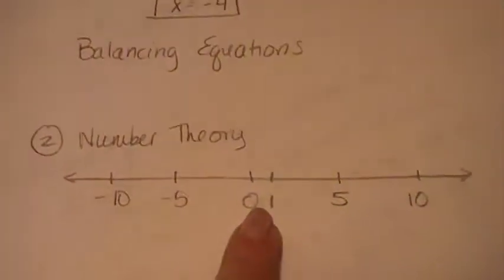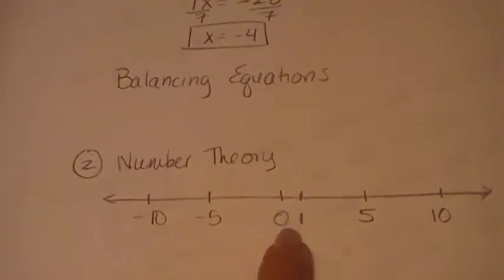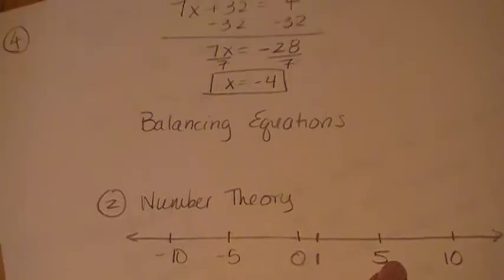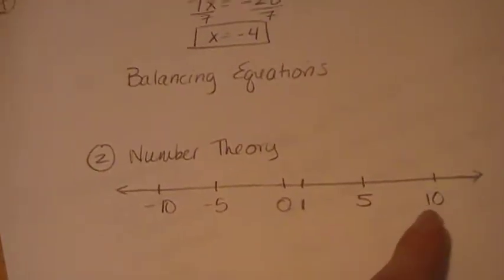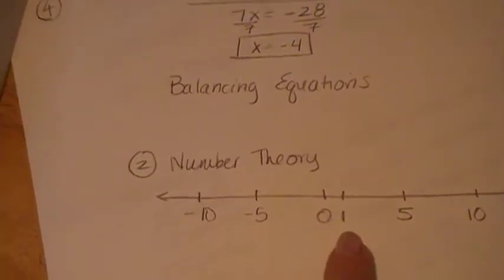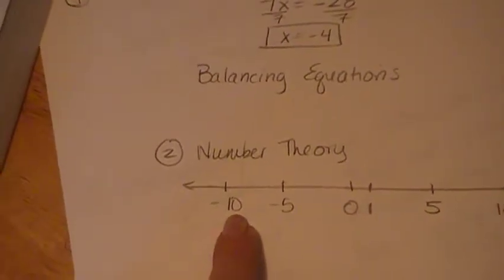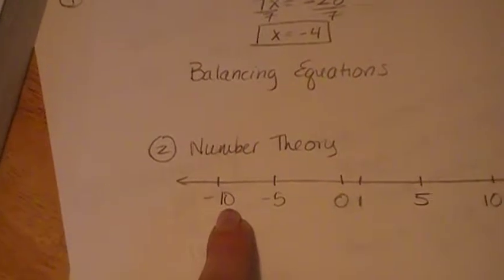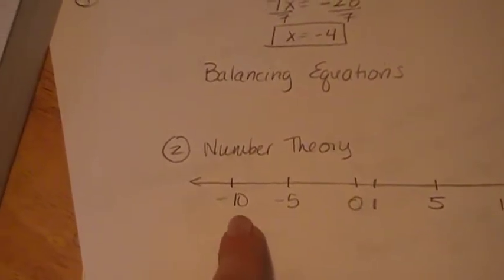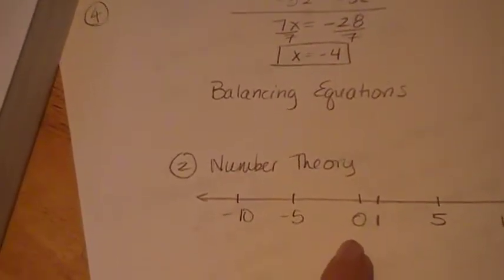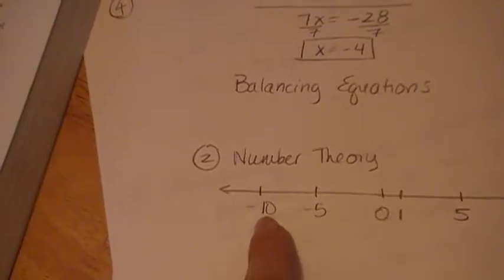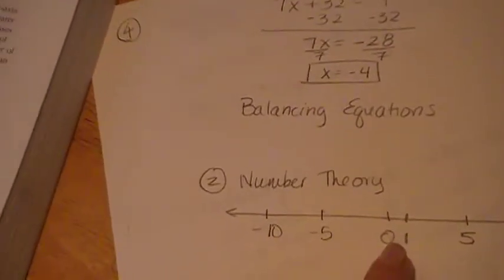So you can see 1 and 0 are way too close. 1 and 5 are 4 away. 1 and 10 are 9 away. But these negative numbers are farther away from 1. The farthest one being negative 10. Negative 10 is 11 away from positive 1 because negative 10 is 10 away from 0, and 1 is just 1 farther from negative 10 than 0 is. So the answer for that one would be that negative 10 is the farthest away.